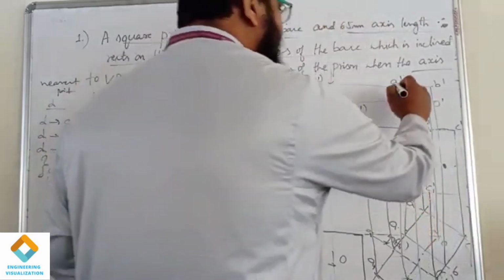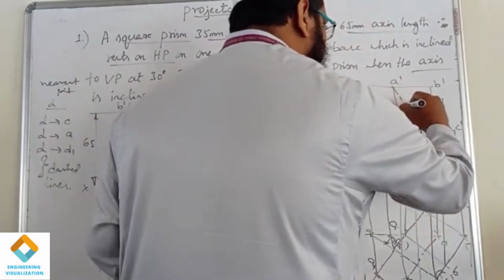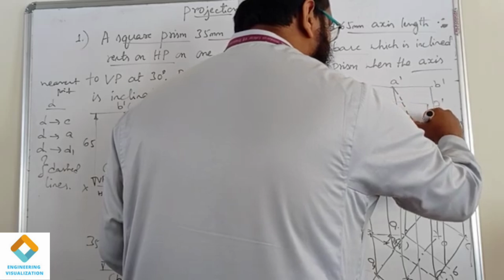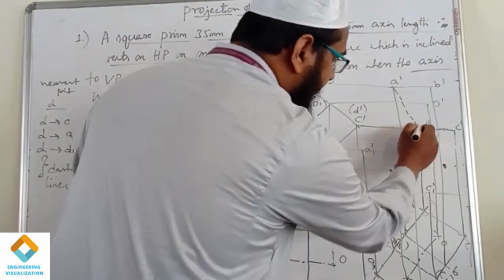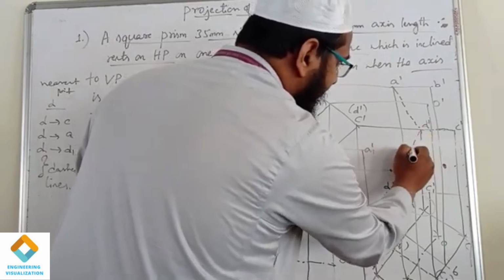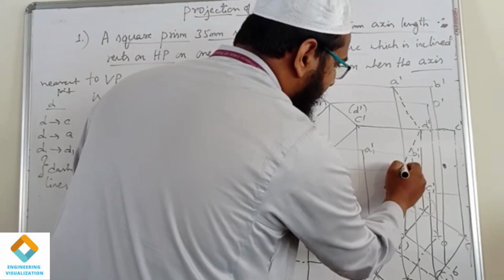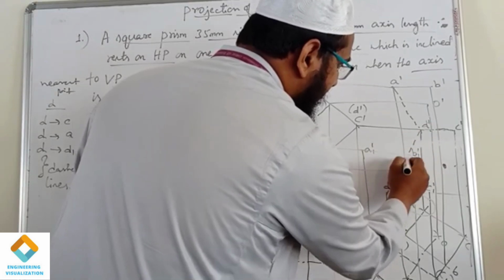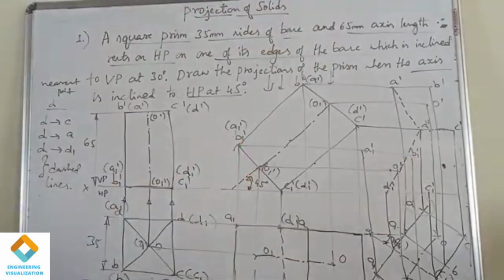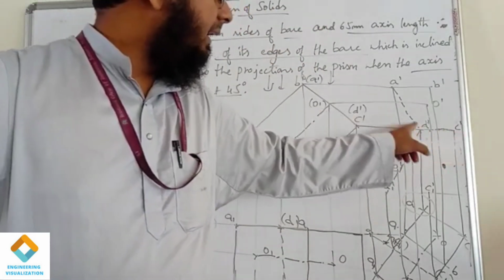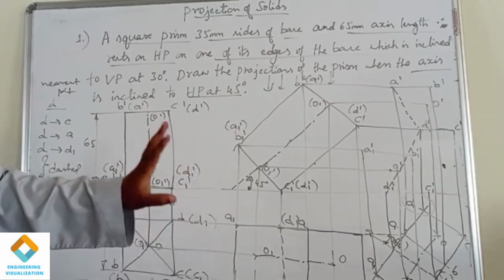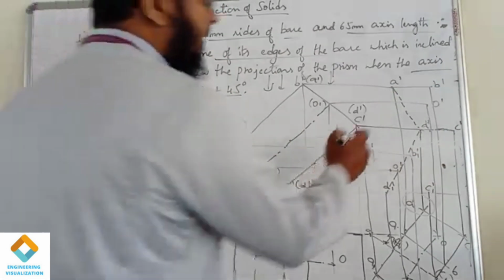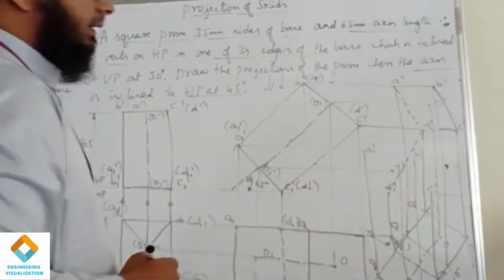Then D dash to A dash, that's also a dashed line. Then D dash to D1 dash. You can see from here to here. So we have drawn the dashed lines: D dash to C dash, D dash to A dash, D dash to D1 dash. Then the rest is written with continuous lines. First I am writing the top face. The top face is written.